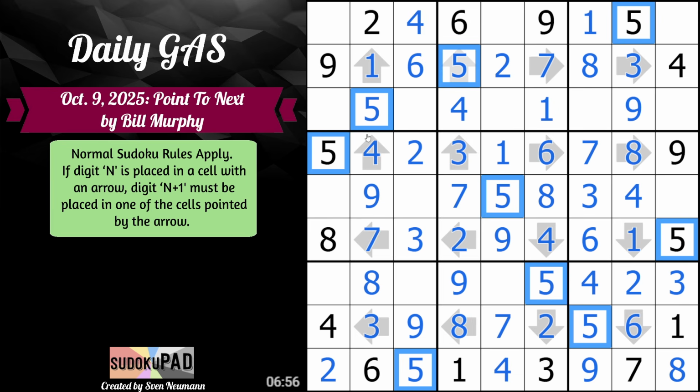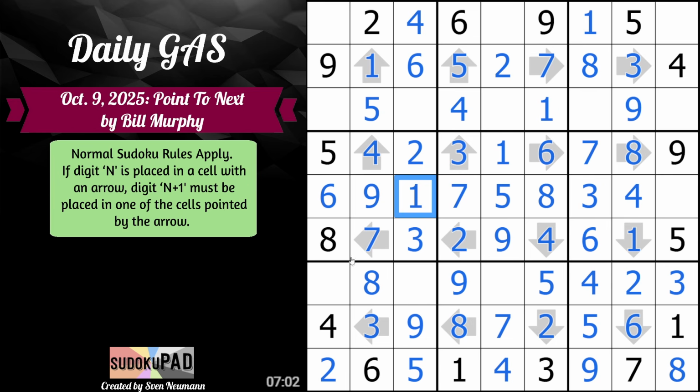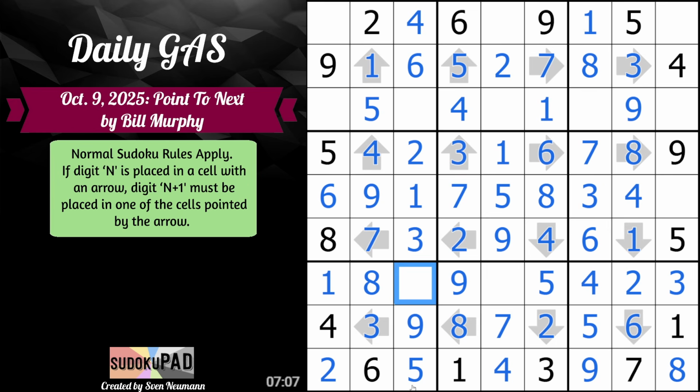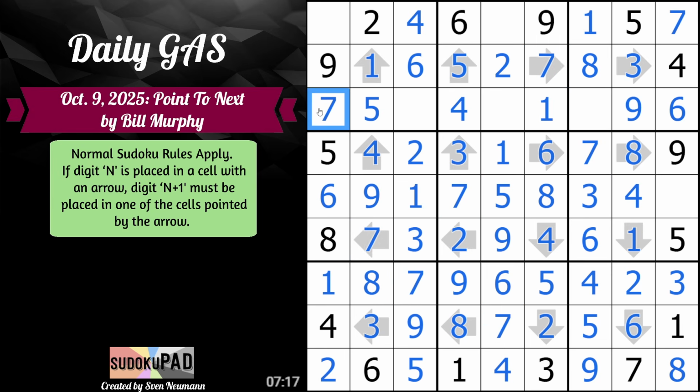5, it's all of our 5s. 6s. Well, that's going to help us with our 1 X-wing there. That is the last of our 1s. This is 7, so let's just do that. This is 6, so we'll place that. 6, that's all of our 6s. 7s. Get a 7 in the corner. Aha! This will be 8.